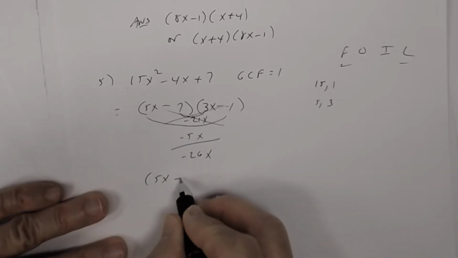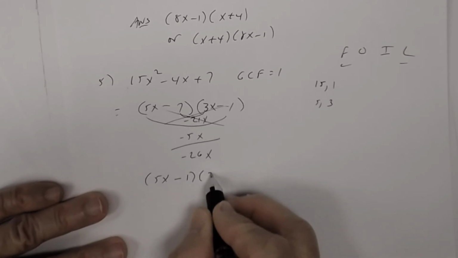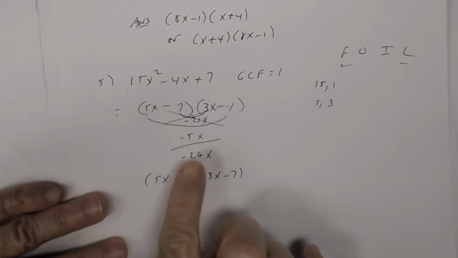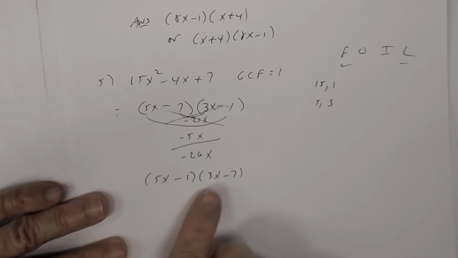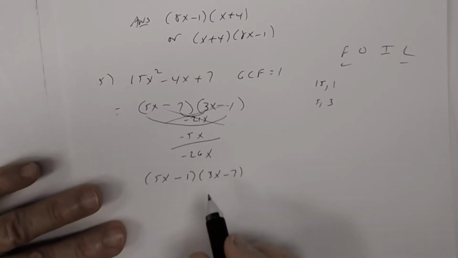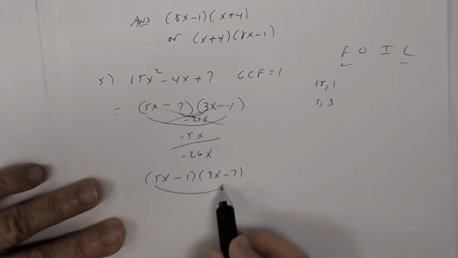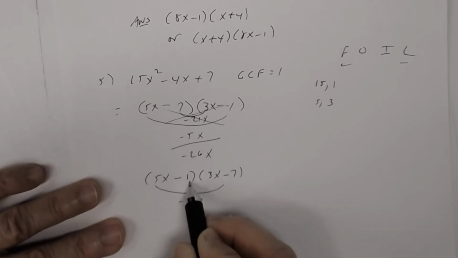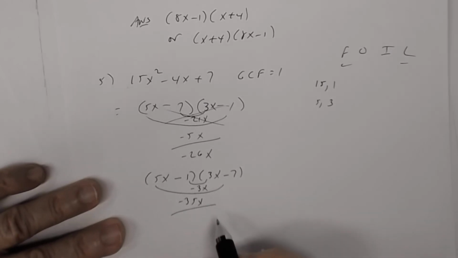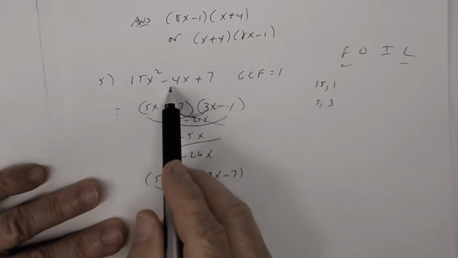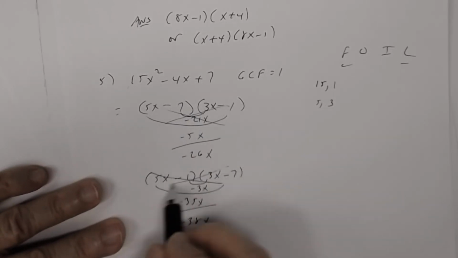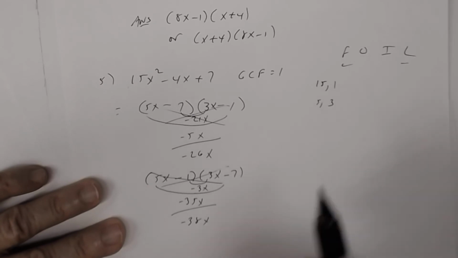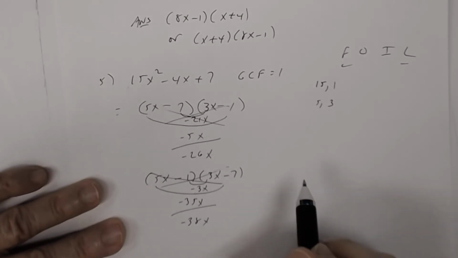So 5x minus 1 times 3x minus 7. So we're going to switch the 7 and the 1. Let's see what happens now. So now the outer is negative 35x. The inner is negative 3x. And when I add them up, I get negative 38x, which is not what I wanted because I wanted negative 4x. Okay, so that didn't work. So then what do you think? So let's try 15 and 1 then, right?